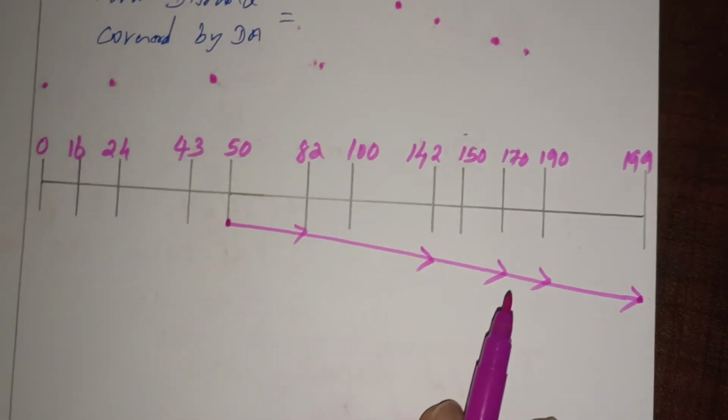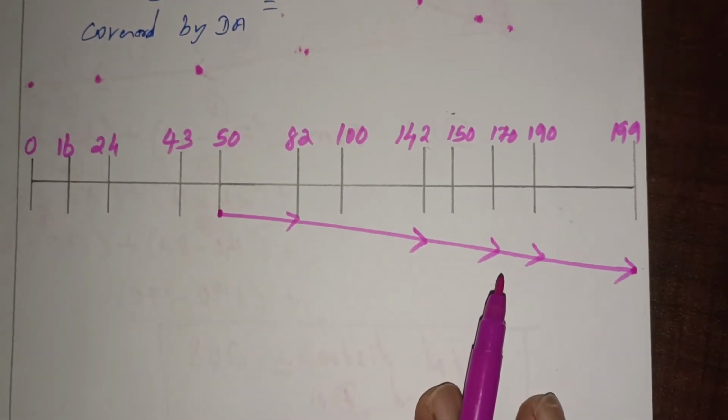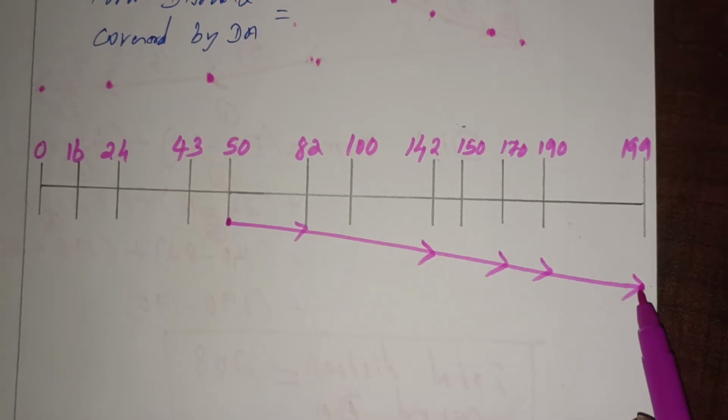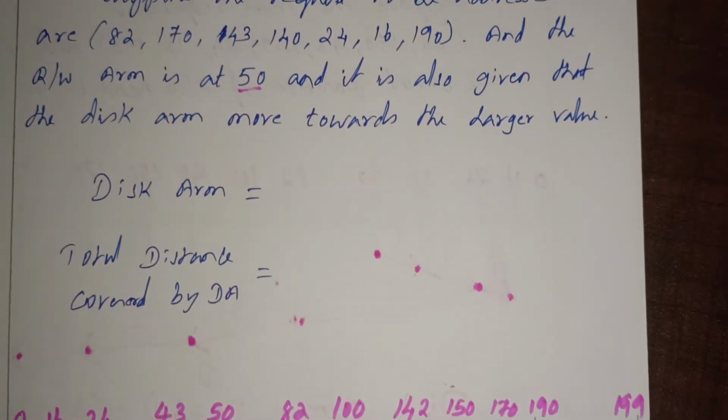This is the first sequence. The second sequence is exactly where it has been pointed and where it is ending exactly, that is a point, right? So the sequence has ended here, that is 199. And what is the last request that has been made here? So you can check it.